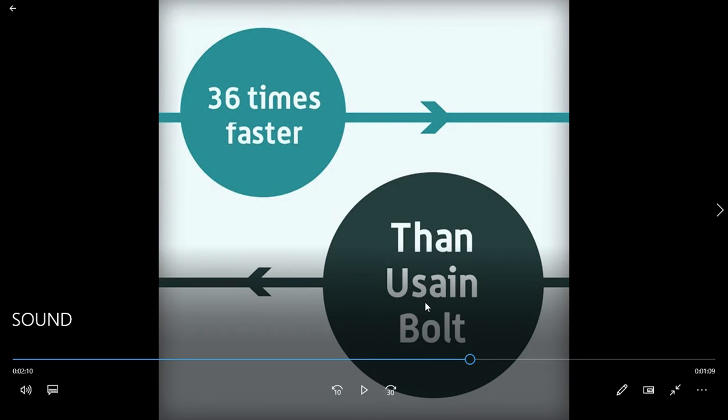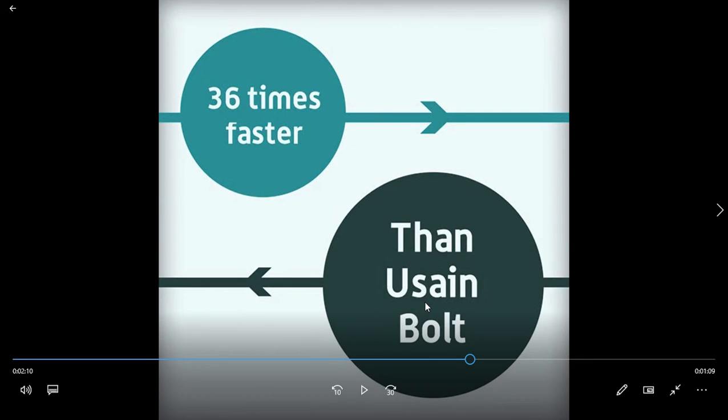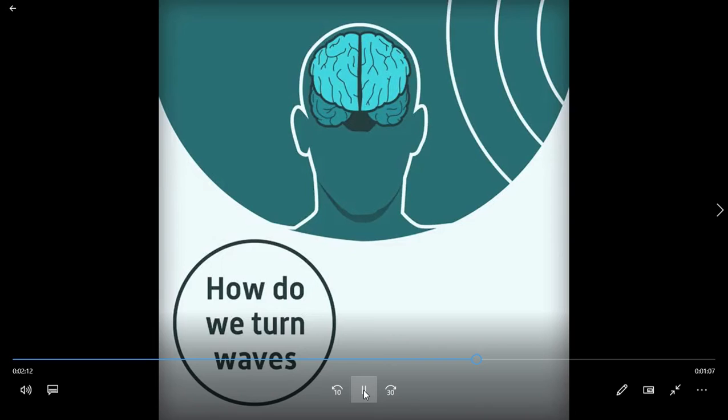Usain Bolt is a human being, and he's the world's fastest human being. He can run 100 meters within 9.47 seconds. That means you just start your count: 1, 2, 3, 4, 5, 6, 7, 8, 9, and Mr. Usain Bolt has traveled 100 meters. So he's the fastest man on this earth till now. Hope you can break his record. So the sound wave is 36 times faster than Usain Bolt.